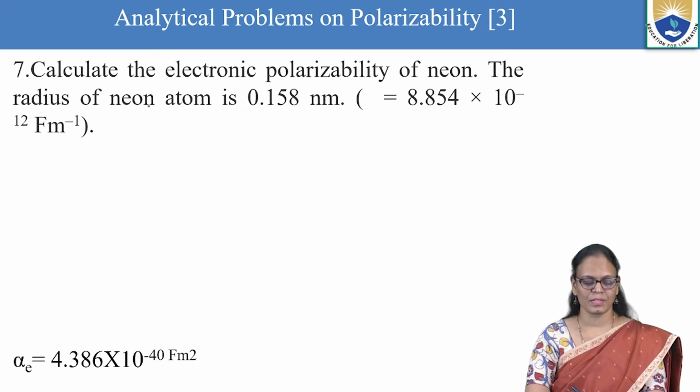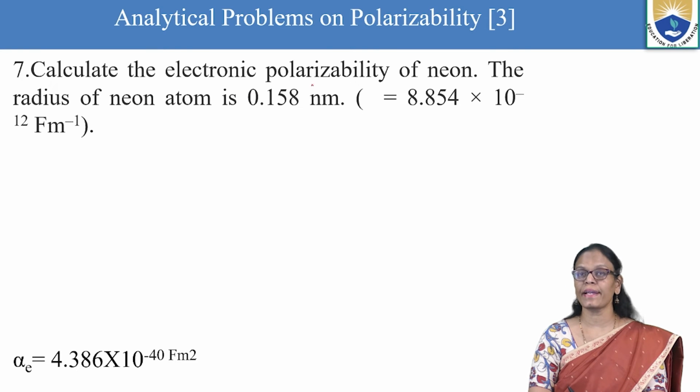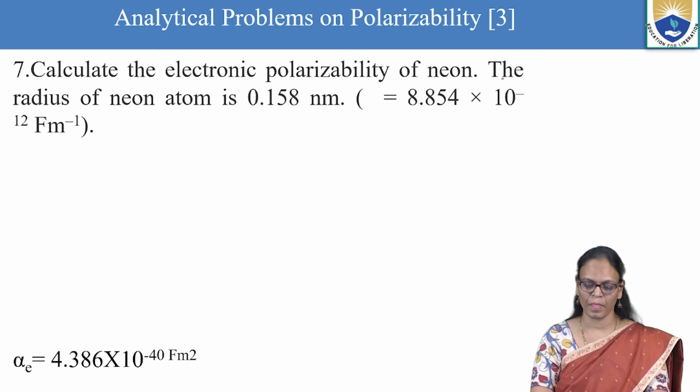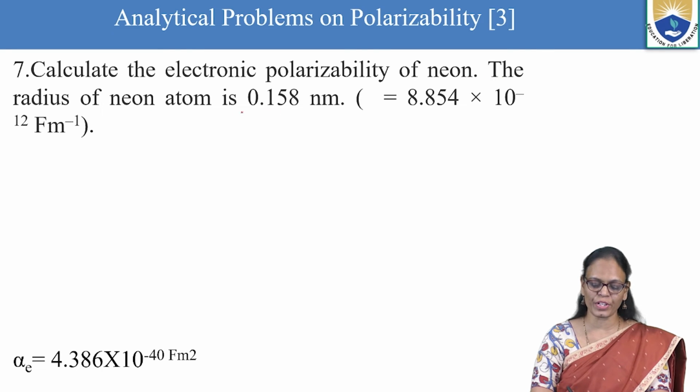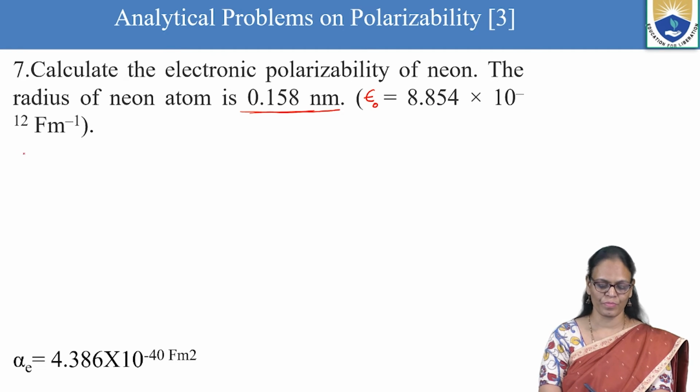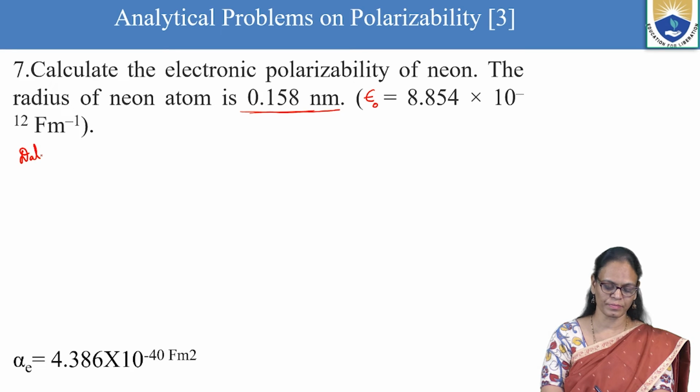Now coming to the seventh one, calculate the electronic polarizability of neon. The radius of the neon atom is 0.158 nanometer. And the value of epsilon naught is 8.854 into 10 power minus 12 farad per meter. So write the data.